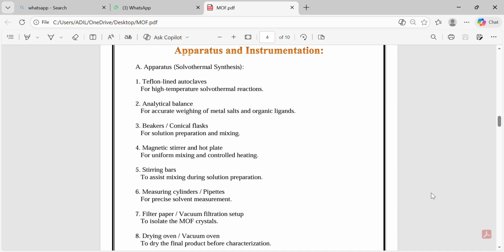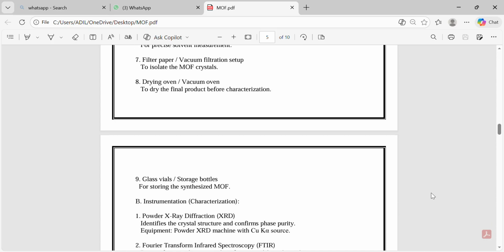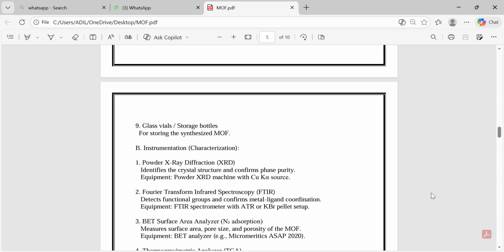Measuring cylinders are the tools for measuring exact amounts. Filter papers are used to separate the solid MOF crystals from the liquid. Drying oven or vacuum oven heats the crystals to dry them before testing. The ninth one is the glass vials or storage bottles, which are clean containers used to keep the finished MOF safe.